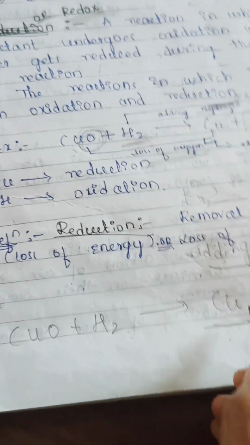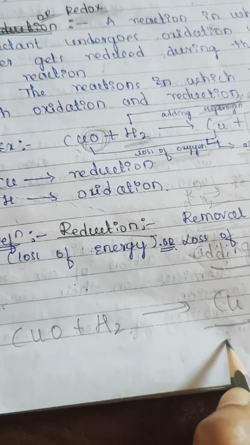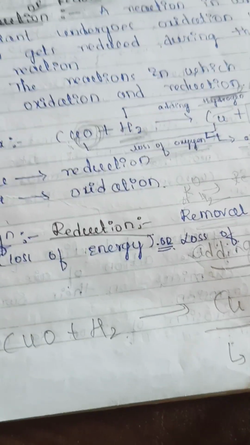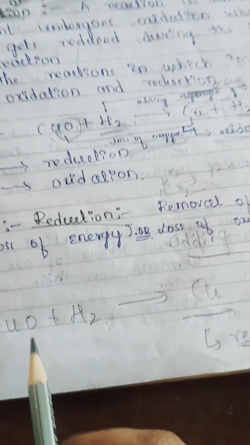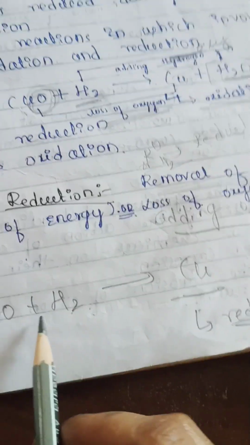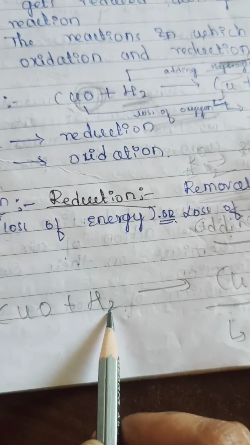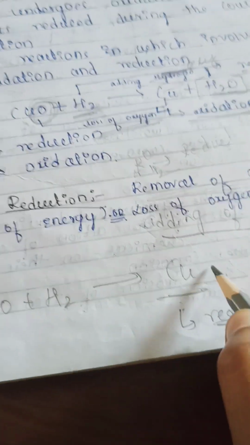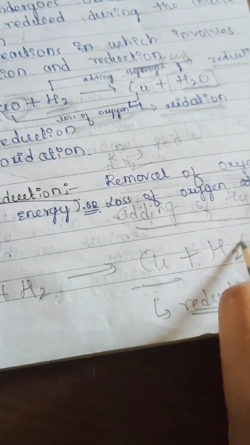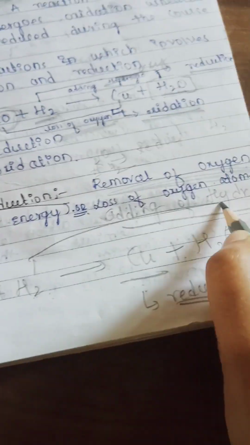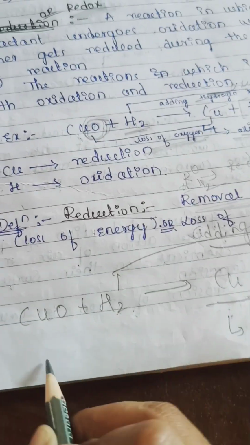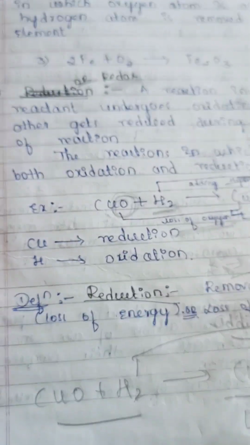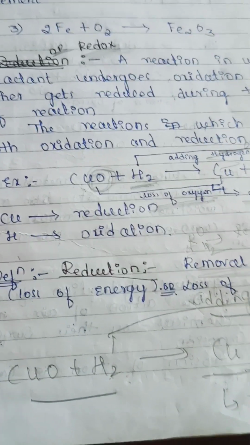CuO plus H2 gives Cu. What happens here? Oxygen is removed. So removal of oxygen is a reduction, so it is on the product side. In the reactant side, what will happen? The reactant will undergo oxidation and convert into H2O. So this H2 is converted into H2O. So here it is an oxidation. So this is the example for the redox reaction.